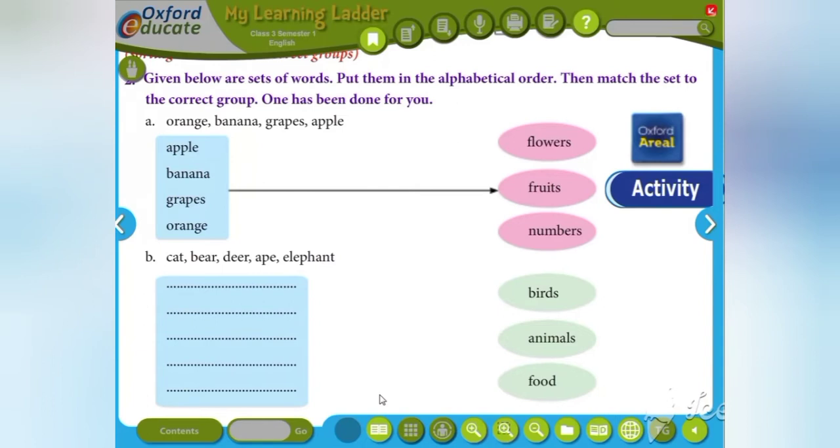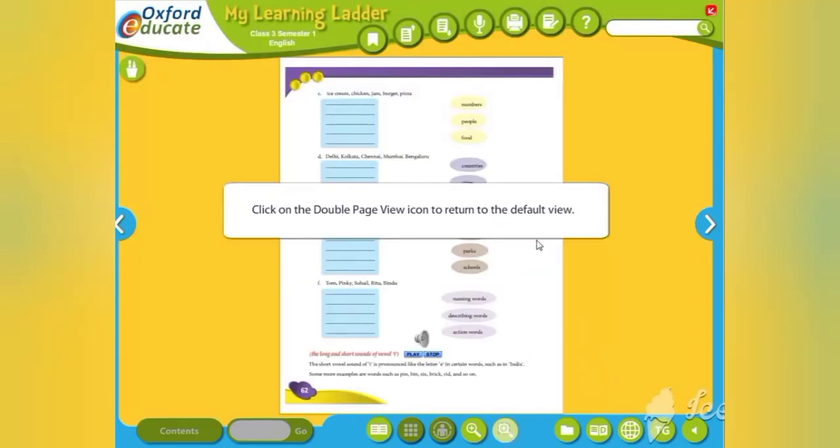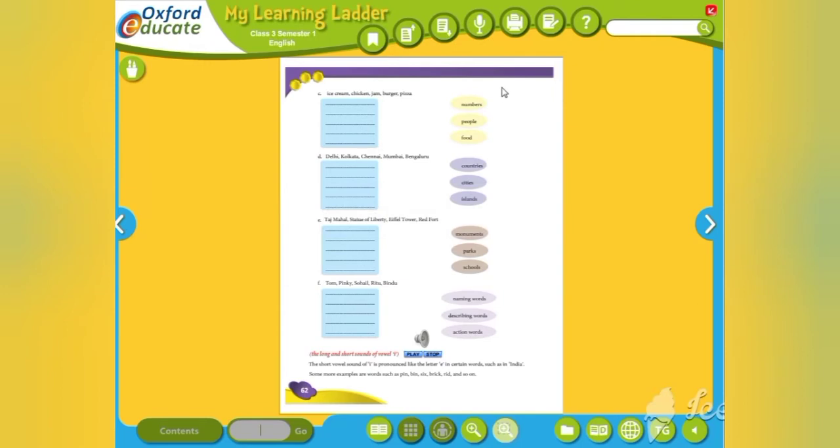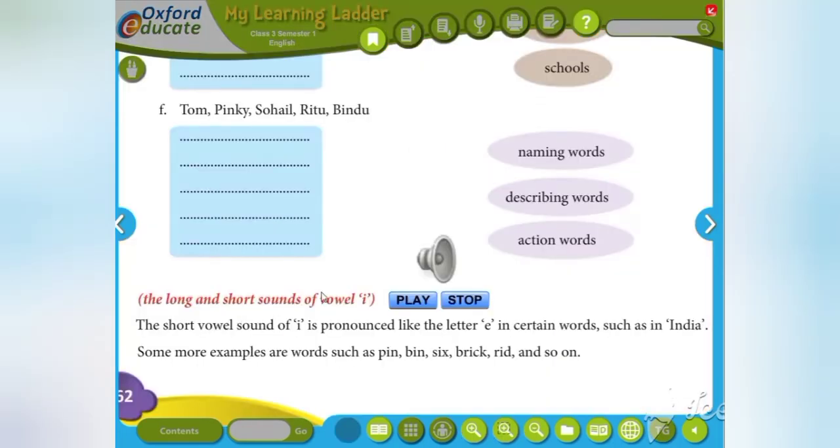Now shall we move to the next page? You're ready? Okay. So on the next page too, you have C, D, E, F, so you have to complete this, okay? But here in the last part, what is here? The long and short sounds of vowel I. So you all know what the vowels are? A, E, I, O, U are called vowels, right? Yes, you have studied.